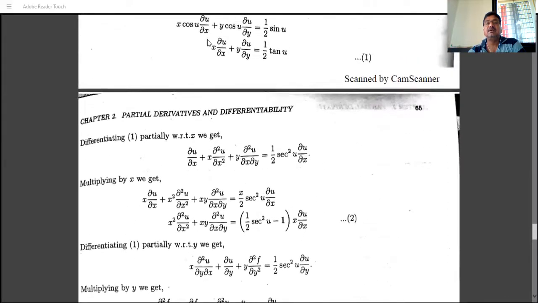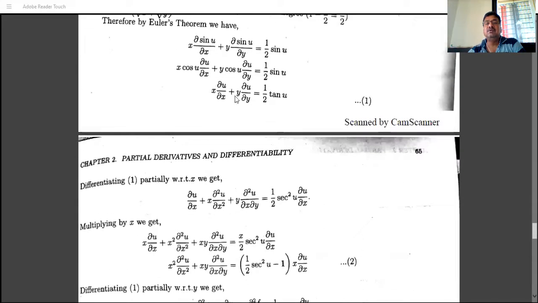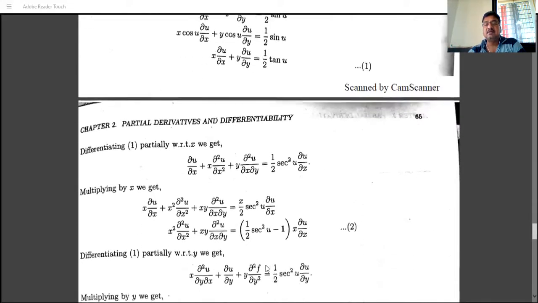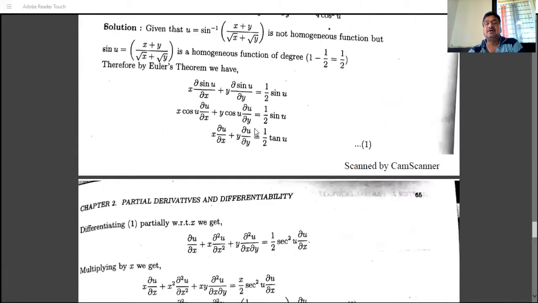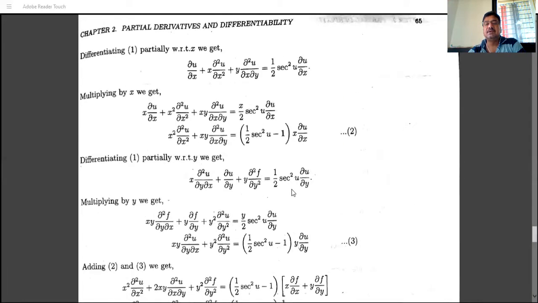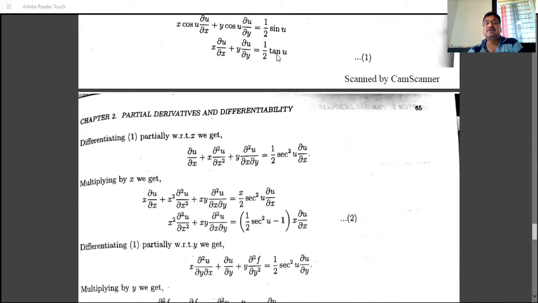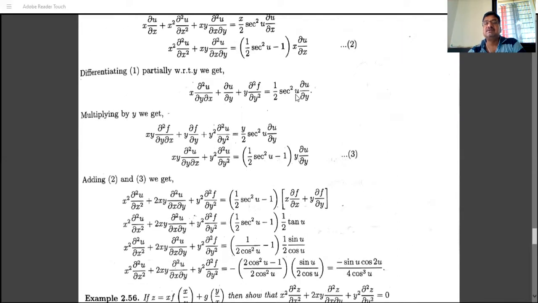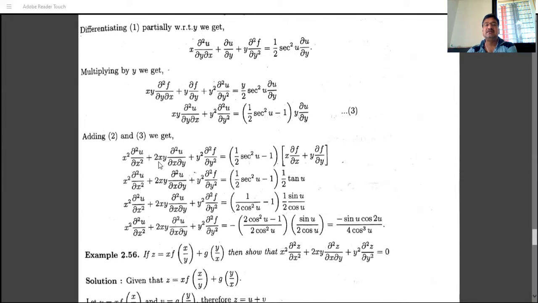Similarly, for the differentiation with respect to y, x is constant. ∂²u/∂y∂x, then using the u into v rule, y ∂²u/∂y² plus ∂u/∂y, the derivative of y being 1. The derivative of tan u is 1/2 sec² u ∂u/∂y. Then shift this quantity, take ∂u/∂y as common, and then multiply by y. We have this. Then adding 2 and 3, what is the LHS?